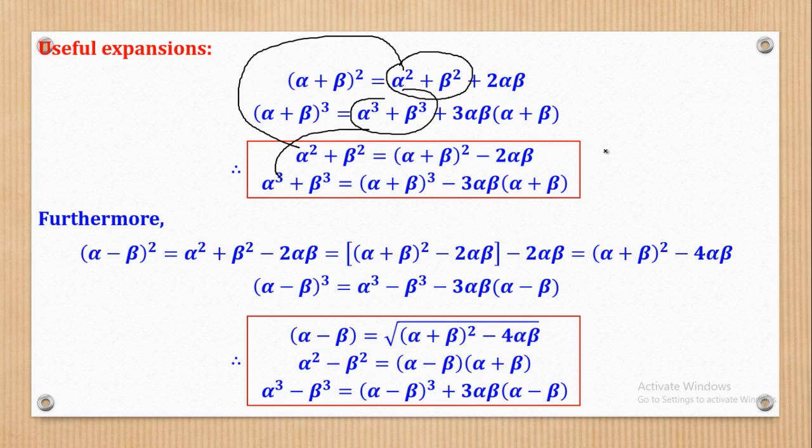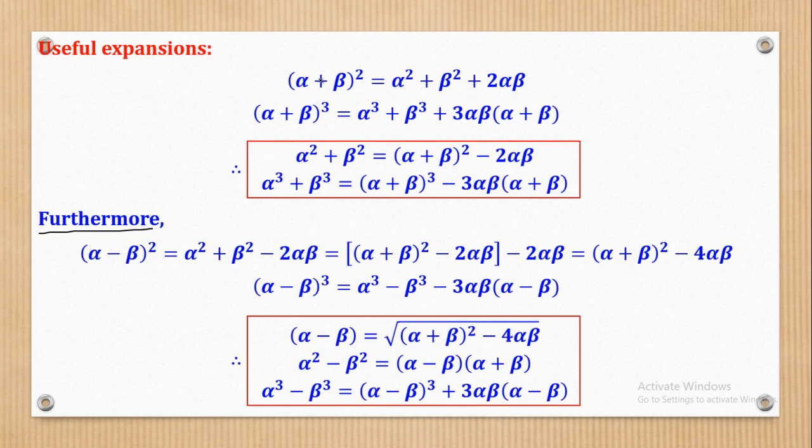So this is our part of interest, that alpha squared plus beta squared is equal to alpha plus beta in bracket squared minus 2 alpha beta. Then alpha cubed plus beta cubed is equal to alpha plus beta, everything cubed, minus 3 alpha beta in brackets alpha plus beta. Now, furthermore, this was for sum. What if it was for subtraction?